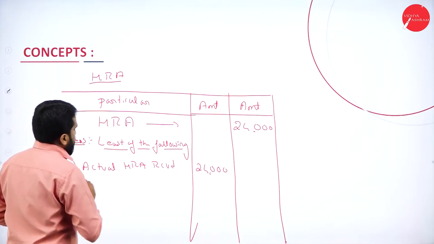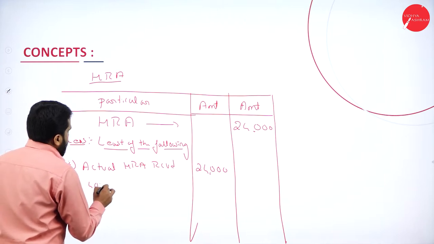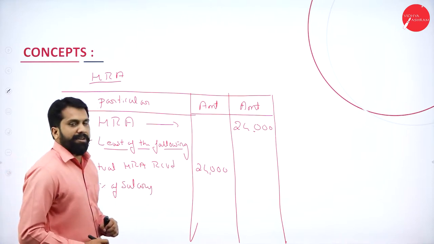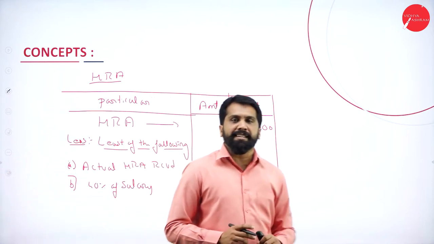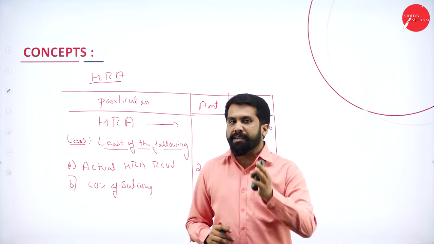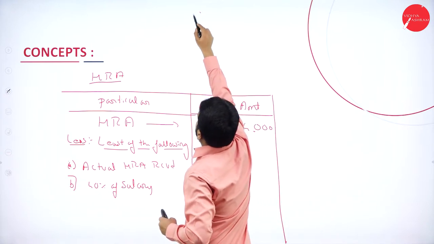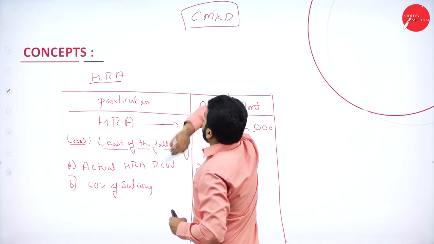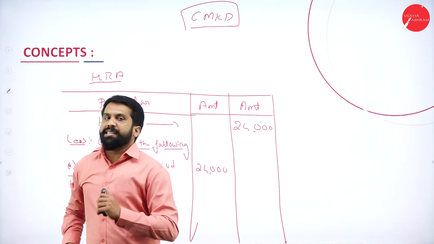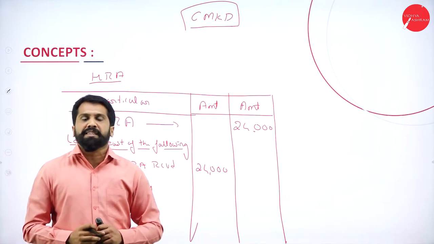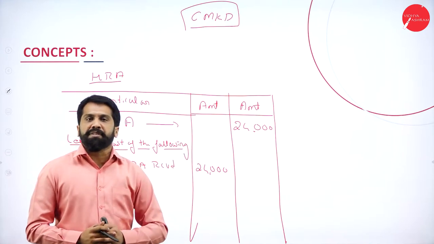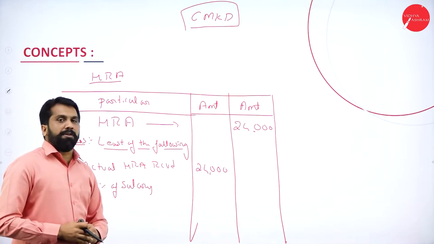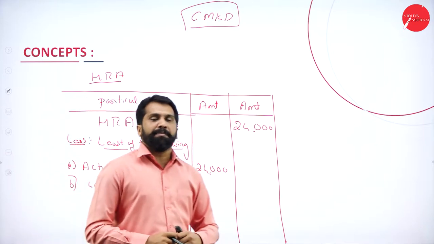B is what? The second one is 40% of salary. Why have we taken 40%? Because he is not residing in Chennai, Mumbai, Kolkata, Delhi. Remember this. This is very important, because other than these four cities, we take 40%. In case of these four cities, we take 50%. How to remember? Shortcut: CMKD.